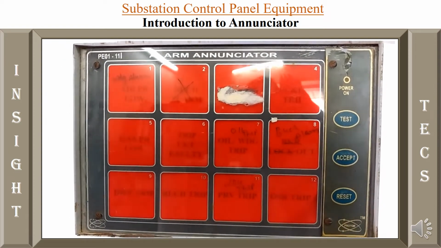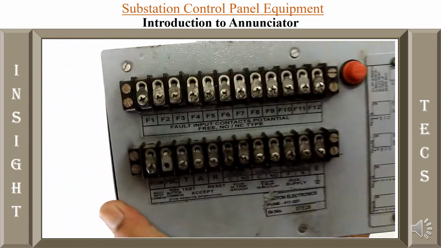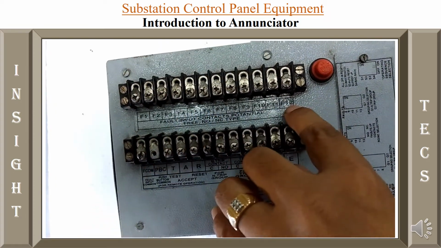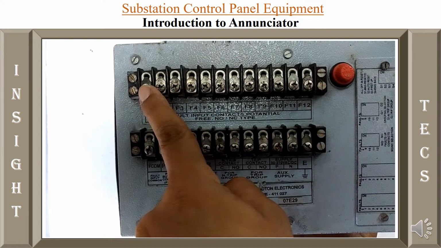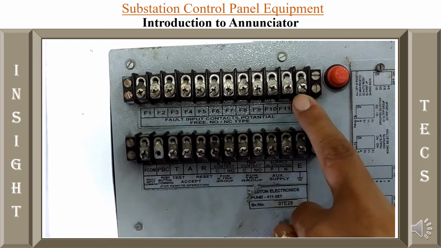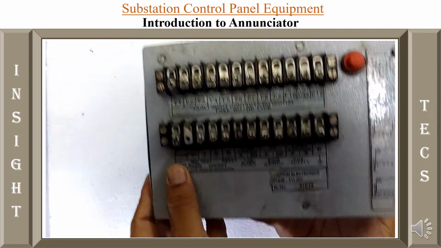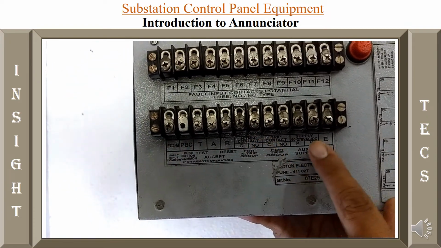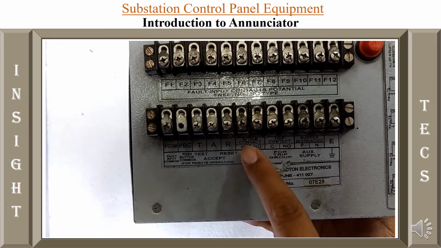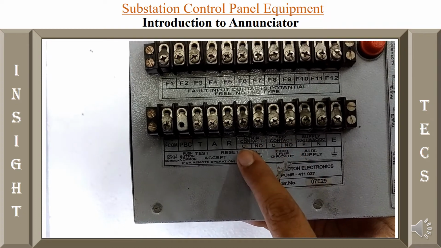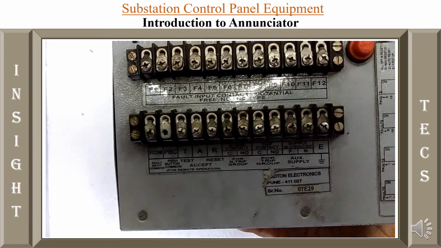As this is a 12 window annunciator, on the back side of this annunciator there is a provision from F1 to F12 to do the wiring for each individual window. Okay, so these are used for each window separately from F1 to F12. Then there is the F common connection point. Then there is a provision for supply, AC supply or DC supply. Then there is a contact for non-trip, C and NO, and a trip contact, again C and NO. So each window can be configured as either a non-trip contact or a trip contact.